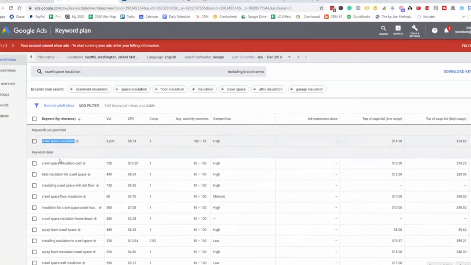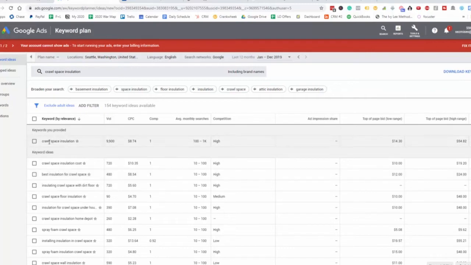So we would have the installation cost. This one here, best insulation for crawl space, may not be a good fit because it doesn't let us know that there's any type of search intent for what we're offering. This person's looking for the best type of insulation. They're not necessarily looking for insulation services, so they may not be as far along in the buying process, right?